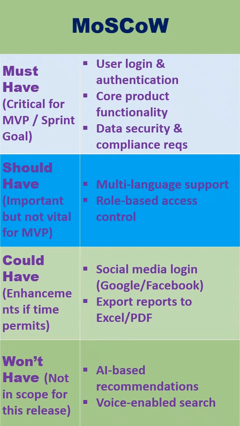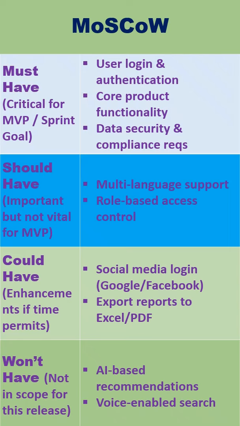And finally, the won't-have requirements are the ones which are not in scope for this particular release. An example of that could be AI-based recommendations or voice-enabled search. So this is how we can understand and explain MoSCoW with an example if it is asked during the interview. The other part of the interview question was: what are the attributes of a healthy or good product backlog?